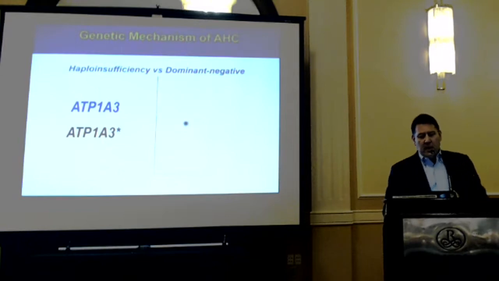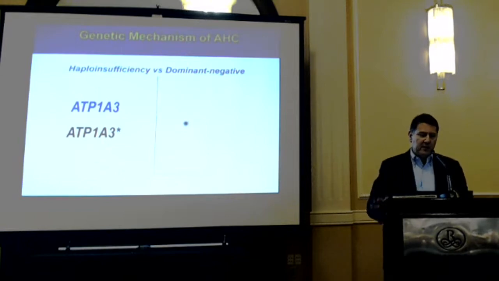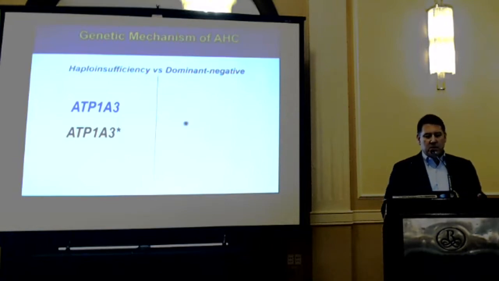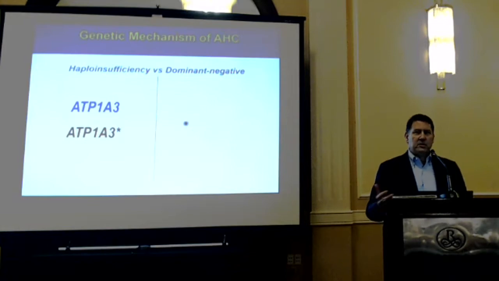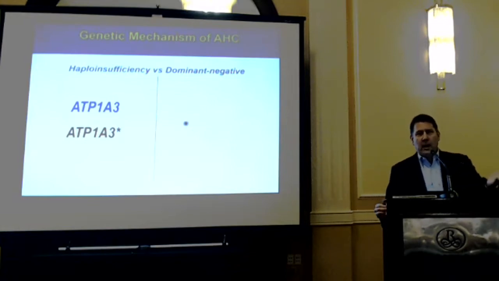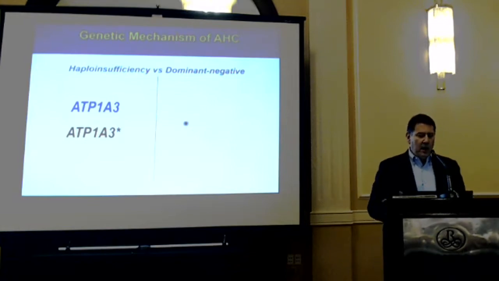Now, I want to stop for a moment and just give you a broad perspective of what we're trying to learn here. First of all, the patients with AHC have a mutation in ATP1A3, but they also have another copy of ATP1A3 that's perfectly normal. The genetic term for this is heterozygosity. They have a normal copy and they have a mutant copy, and that's sufficient to have the disease.